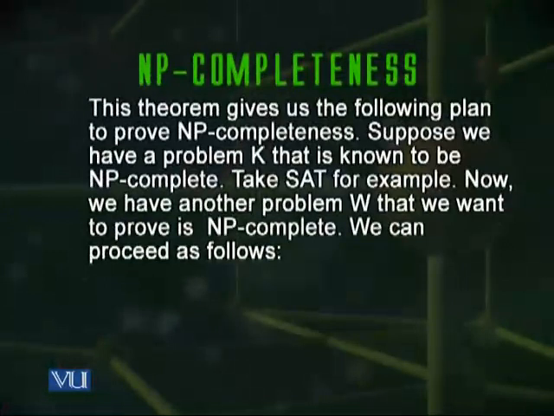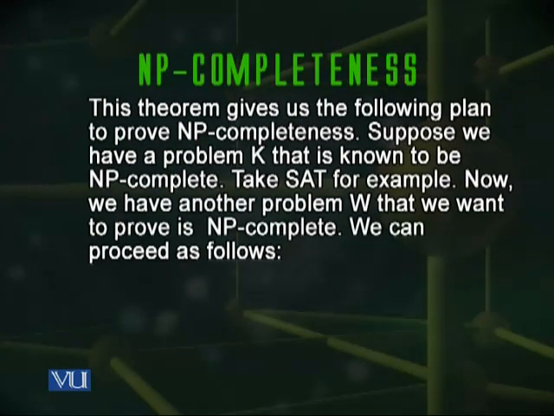Now, this theorem gives us a plan to prove NP-completeness. Suppose we have a problem K that is known to be NP-complete. I've deliberately chosen the name K because K stands for known. We know that this problem is NP-complete. For example, we can take SAT to be K. Right now, we have only proved that SAT is NP-complete, so we will take K to be SAT. But as we improve our knowledge, K would be changing. So, we have a known NP-complete problem.